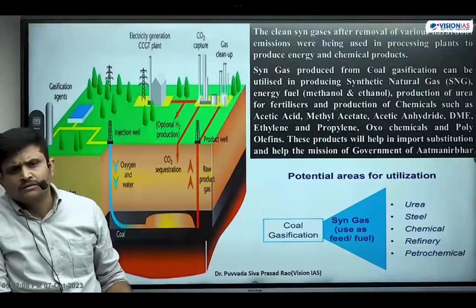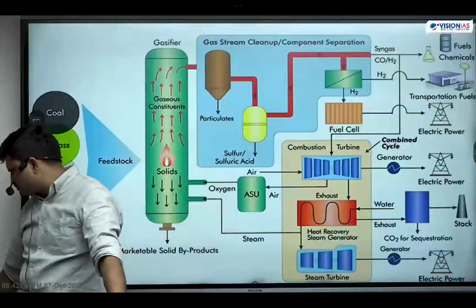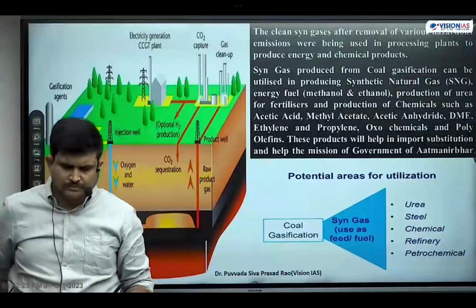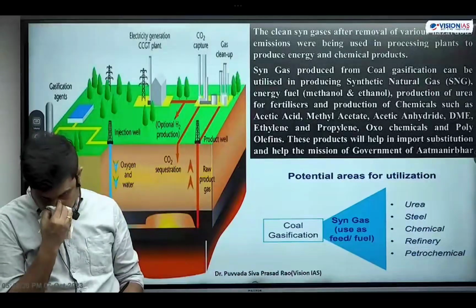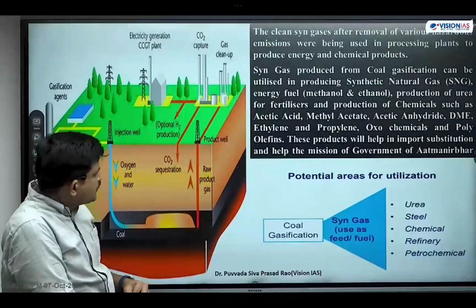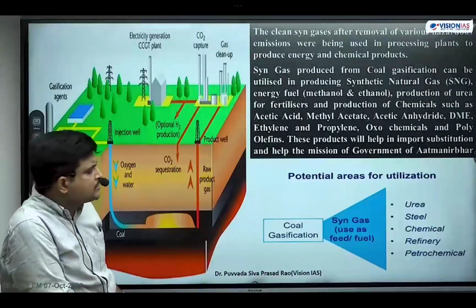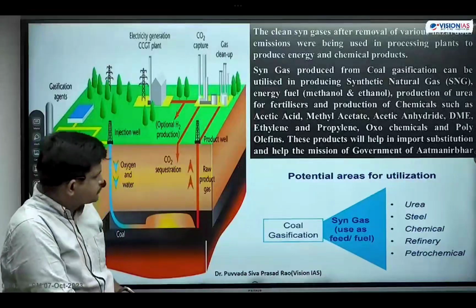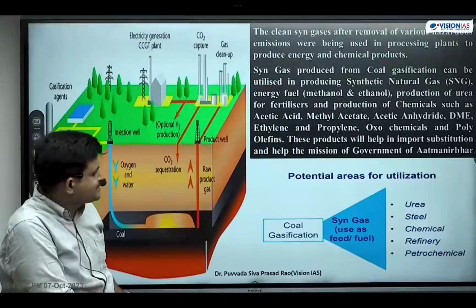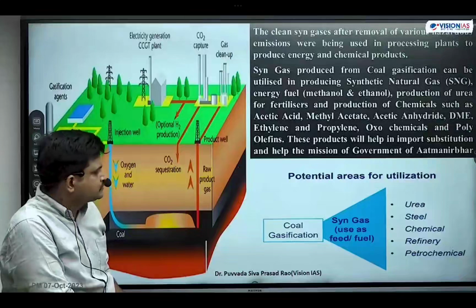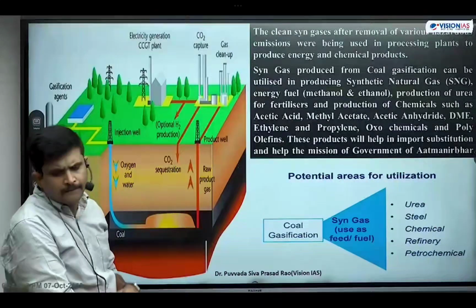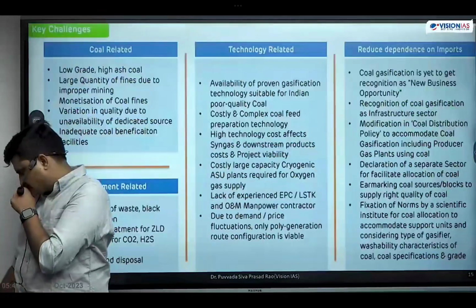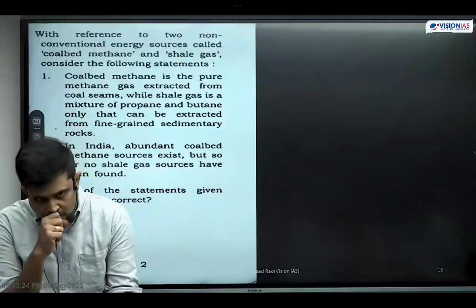This synthetic gas consists of carbon monoxide, hydrogen, and carbon dioxide. And it is used in the following areas. First one is urea manufacturing, steel industries, oil refineries, petrochemical industries. Okay, students, that is what coal gasification technology means.